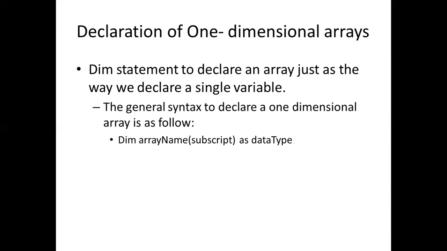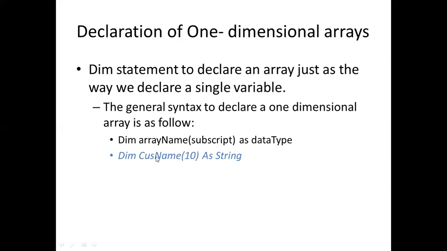So now the general syntax is you have Dim, and then you put your array name, and then you put your subscript. The subscript is to say how many items you are going to save. And then you need to include your data type. Okay, so this is just how you do it when you're declaring an array in Visual Basic. Okay, another example is like this. So you have now your Dim, just like how we declare our own variables.